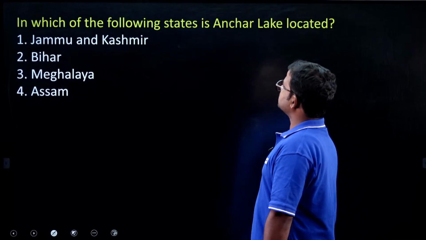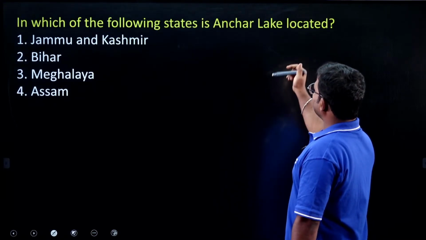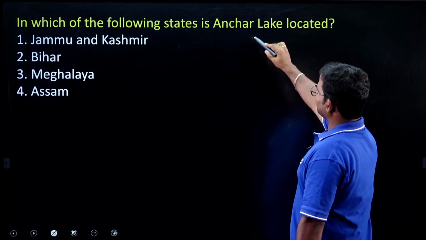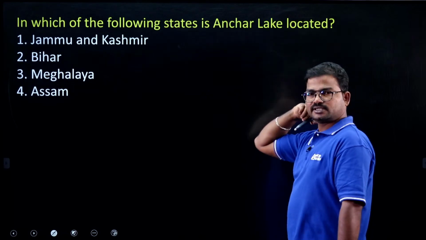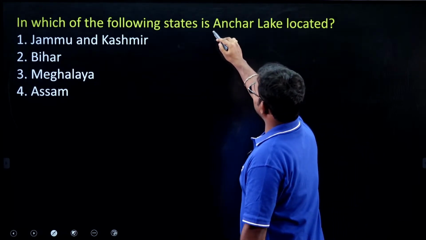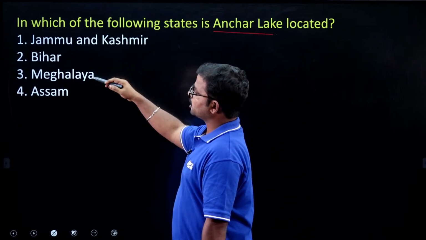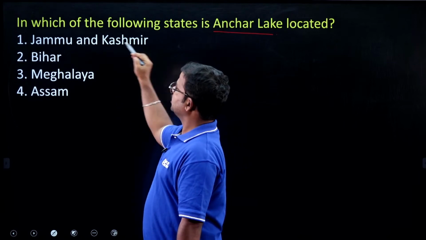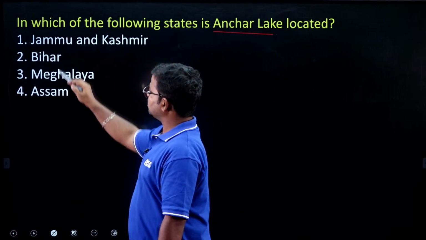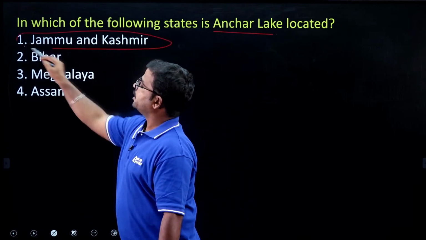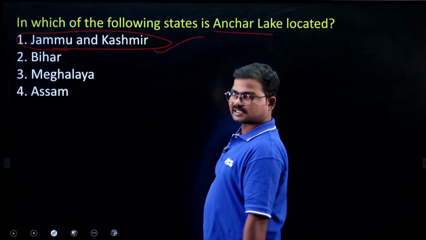In which of the following states is Ankar Lake located? Okay, so here they mentioned Ankar Lake. In which state does it exist? Jammu and Kashmir, Bihar, Meghalaya, Assam. It exists in the location of Jammu and Kashmir. Okay, option 1 is the correct answer here.